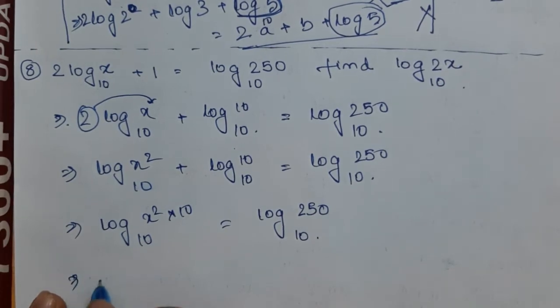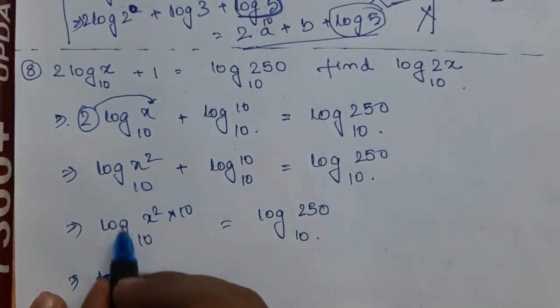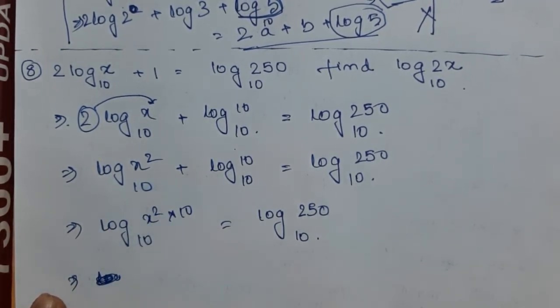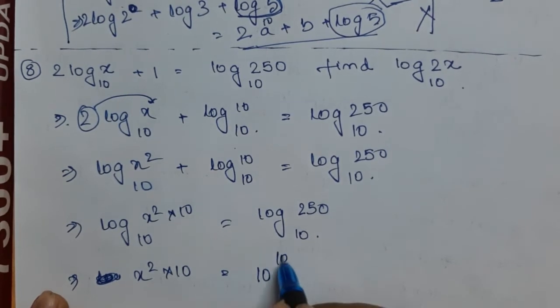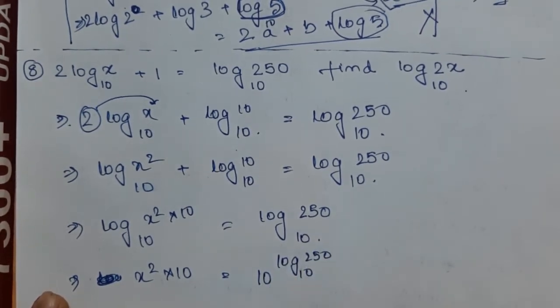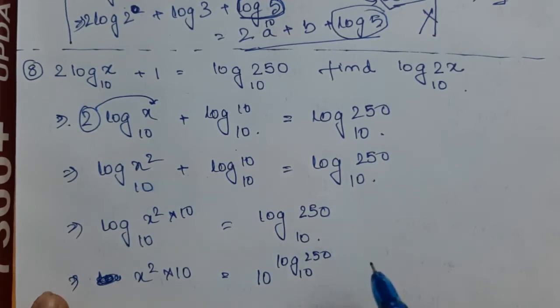Now, if we have to eliminate log for finding x square, we convert into exponential form. If we convert this to exponential form, we take 10 to the power log of 250 to the base 10. Here this value and this value are the same. We are using that property, a to the power log b to the base a gives b, right?